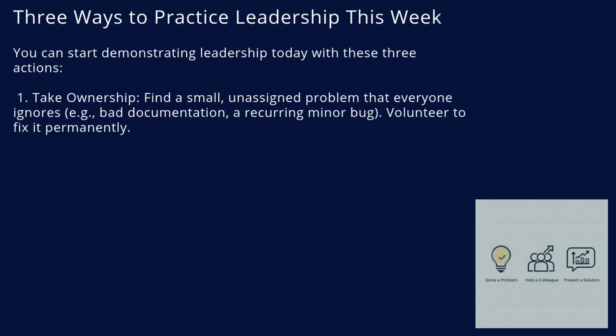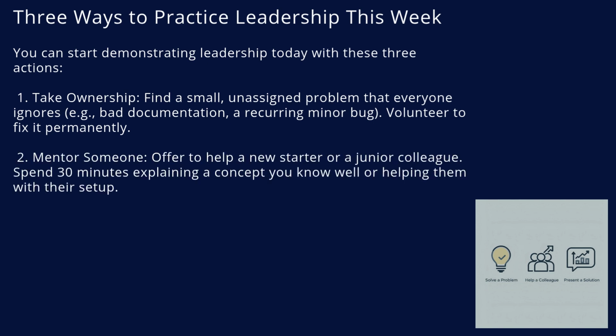First, take ownership. Every team has those small, annoying problems that are no one's specific job to fix. Maybe it's a confusing page on the wiki or a flaky test in the build. See it, claim it, and solve it. Second, mentor someone. This doesn't have to be formal. If a new person joins the team, offer to be their go-to for questions. If a colleague is struggling with a tool you know well, offer to show them how it works.